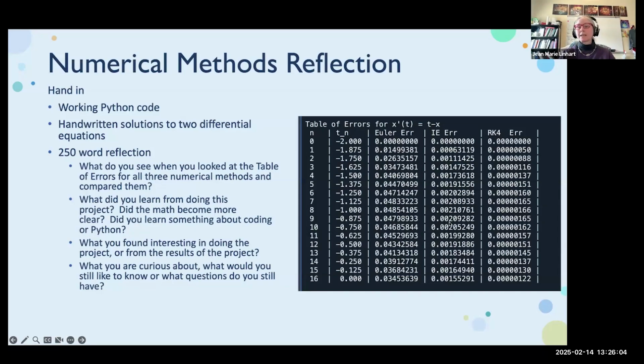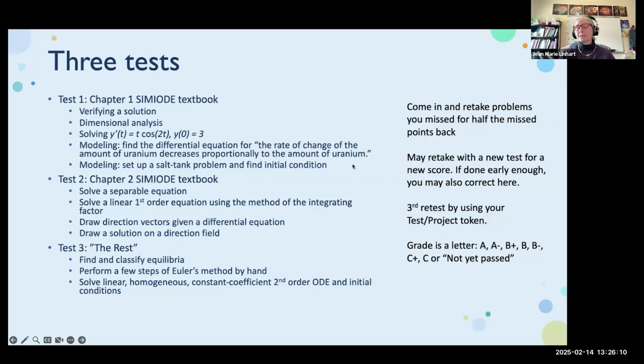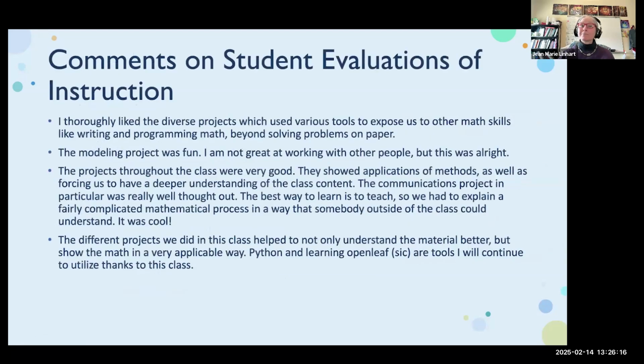You can really clearly see how the errors improve here. I asked them for a reflection on what they did. We do have 3 tests. I do allow students to retake or correct tests. I think that's really important.